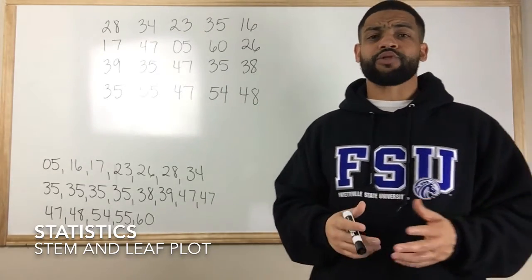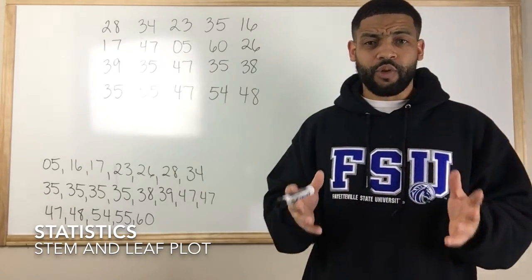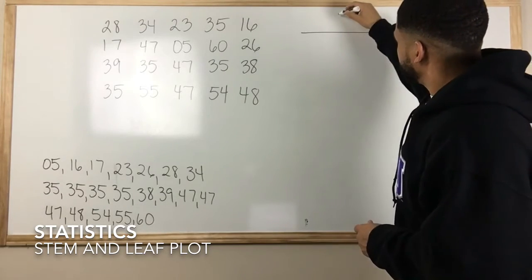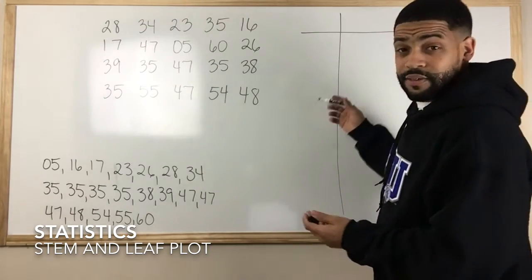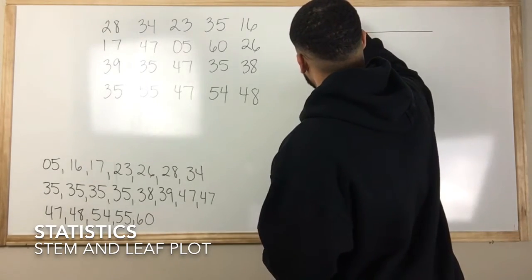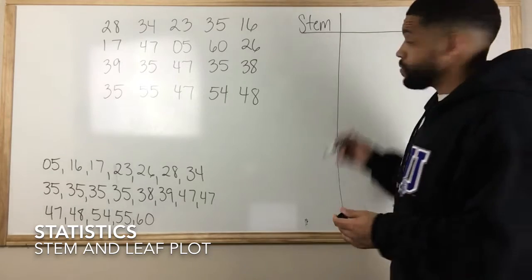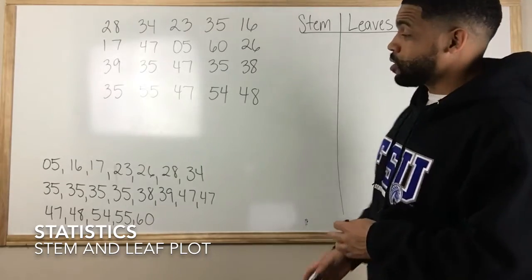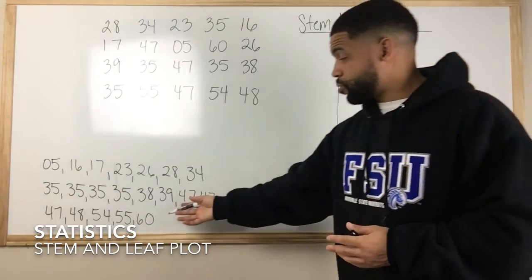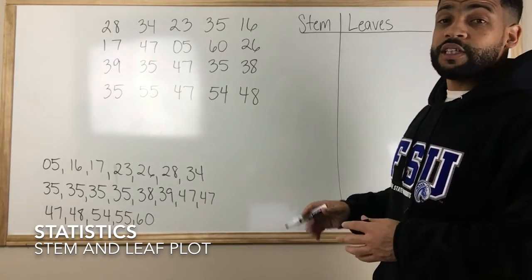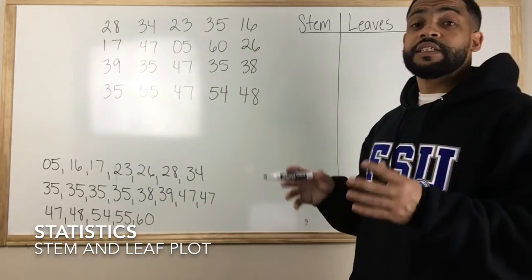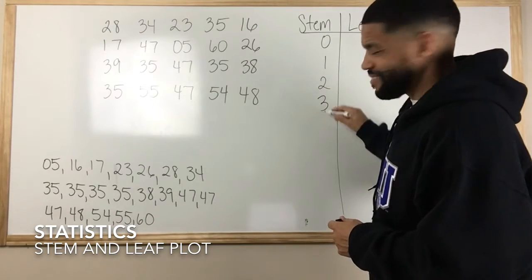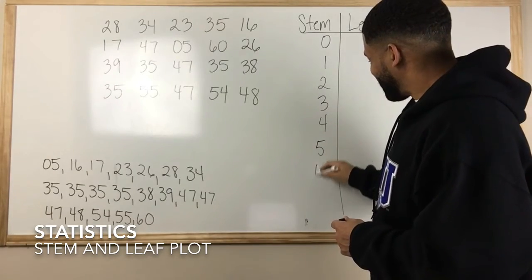So when we're talking about drawing a stem and leaf plot, it's actually quite simple. It looks almost like a T-chart. And on the left side we have the stem, and on the right side we have the leaves. Now, our smallest number is 5 and our largest number is 60. So in this case, the stems would represent the numbers in the tens place. So we go from 0, 1, 2, 3, 4, 5, and 6.